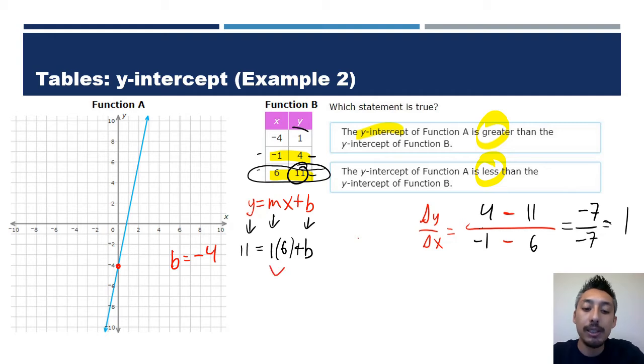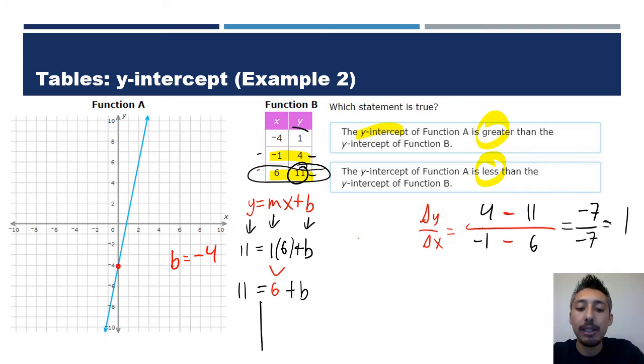1 times 6 is 6. We still have plus b, and all of this is still equal to 11. We can't add 6 plus b because those are not like terms. They're not the same variable. One's a number, one's a letter. I can't combine them. So instead, we're going to get b by itself.